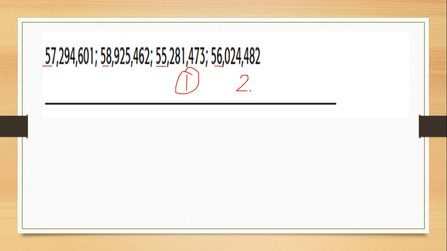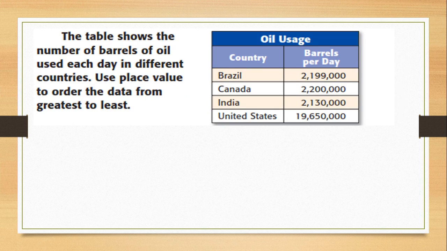Of course it will be 56. This is number 2. Then which one is the smallest, 57 or 58? 57. So that will be number 3. And of course that will be the last one. Okay? So 55,281,473 is the smallest number here. Okay? That's great. Now let's solve this problem.